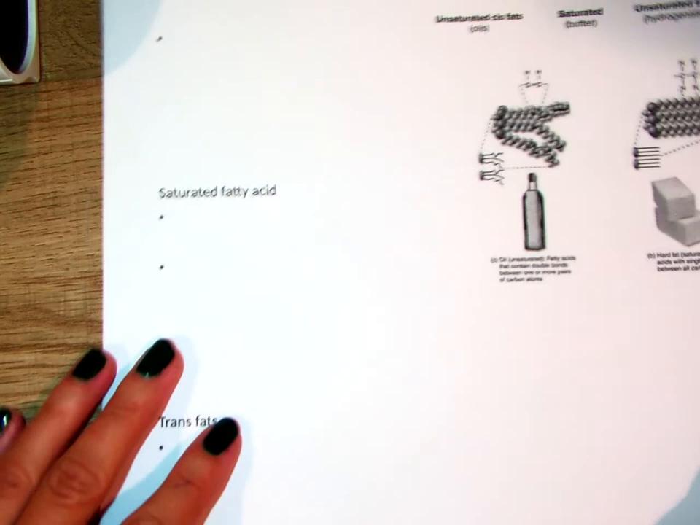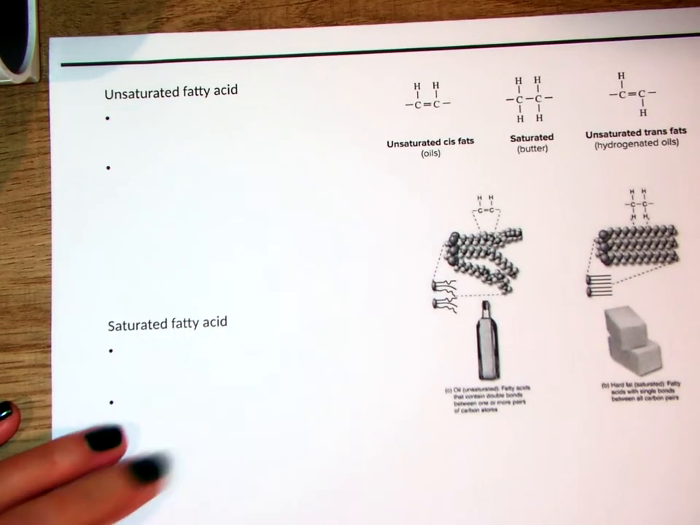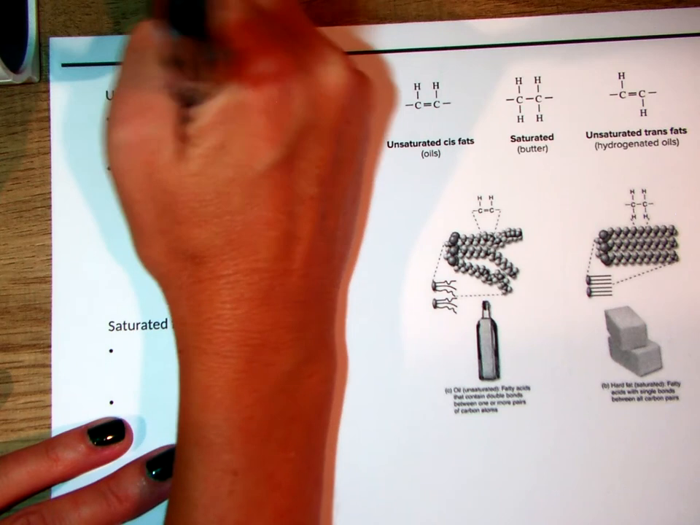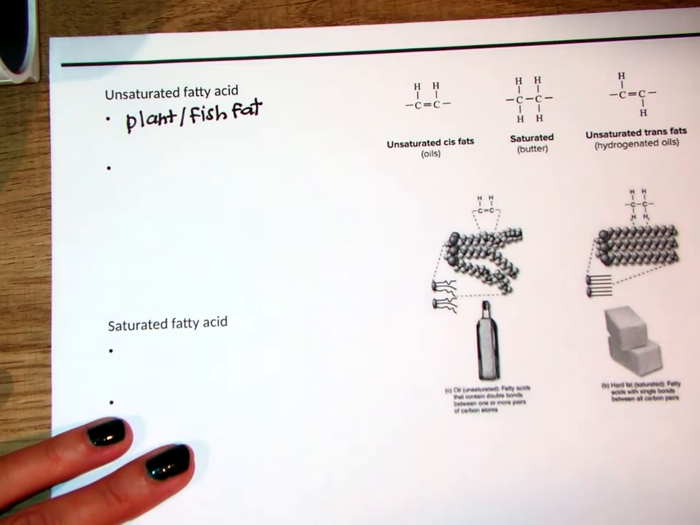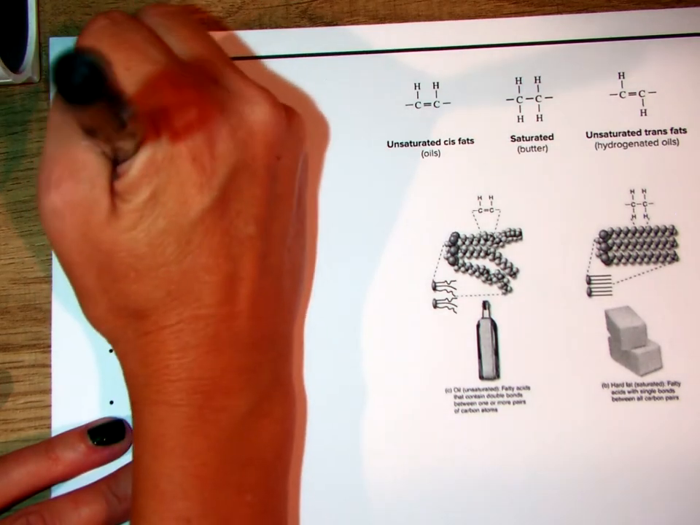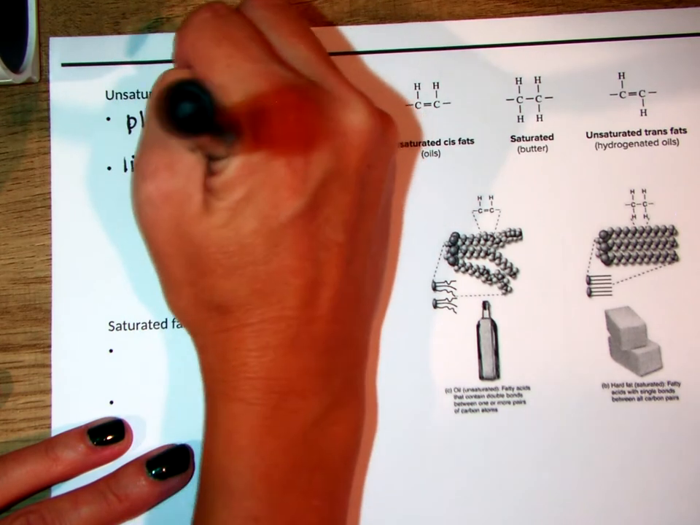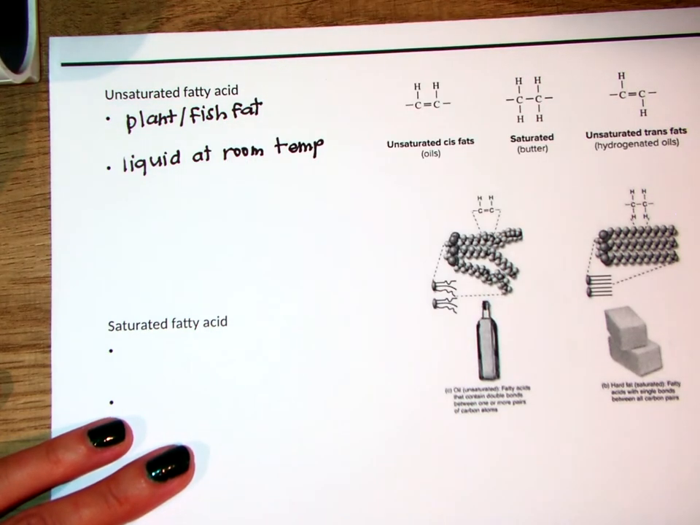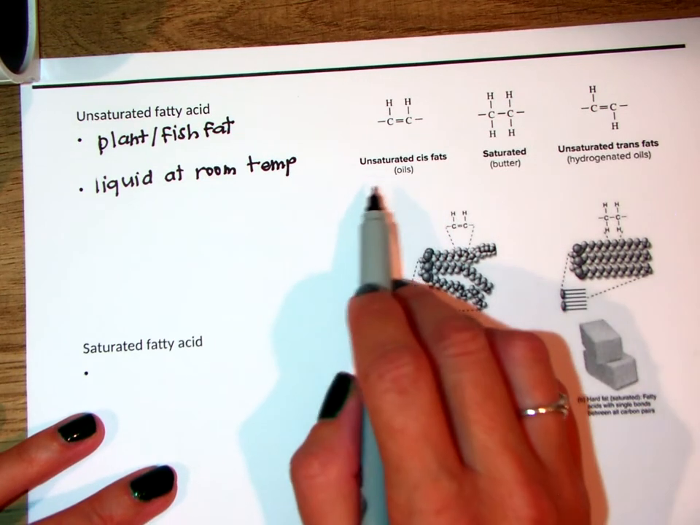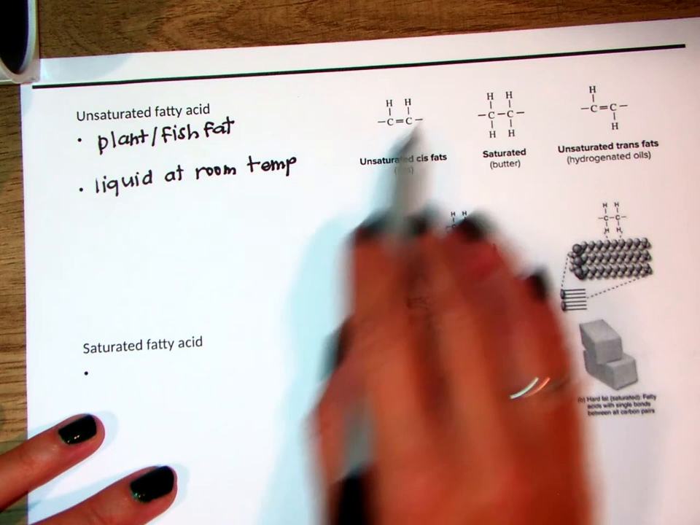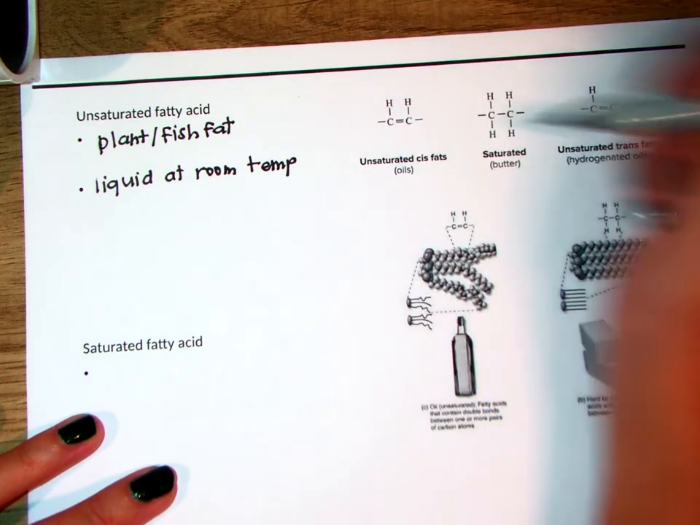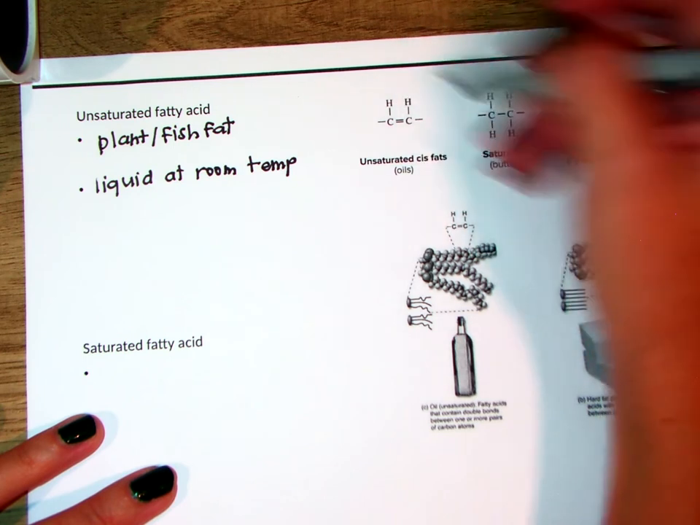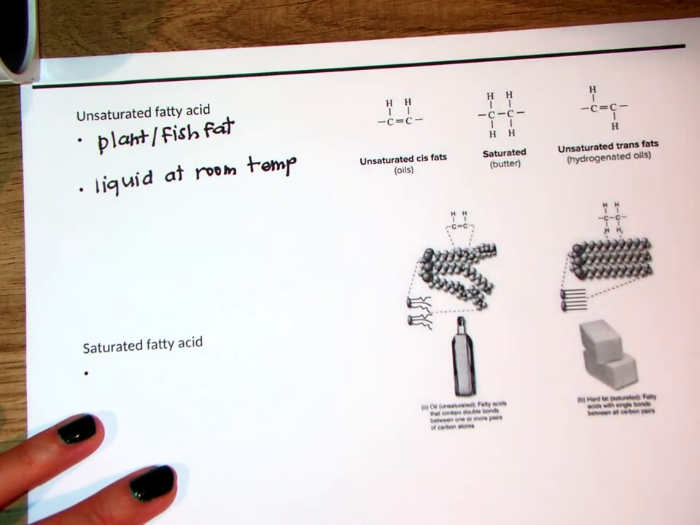So now let's look at unsaturated fatty acids. And this comes from plant and fish fat. These are typically liquid at room temperature. And if you look here, unsaturated fats are not completely saturated with hydrogens. And there's usually a double bond there between the carbons that takes the place of where one of the hydrogens would have bonded. So it's unsaturated, it's not completely filled with hydrogens like you would see here in a saturated fat like butter.